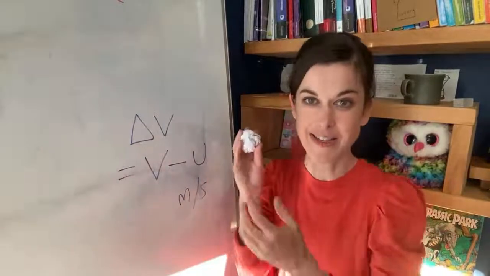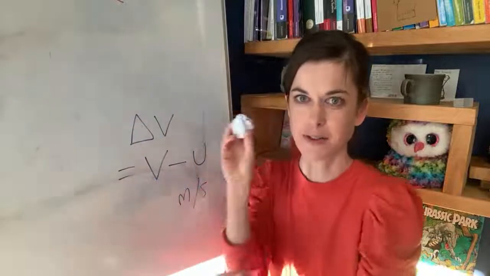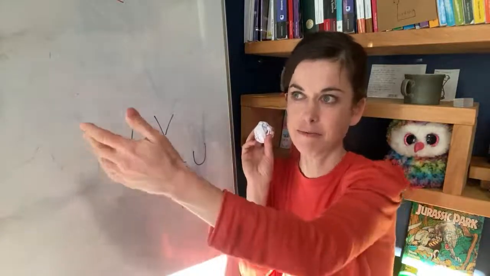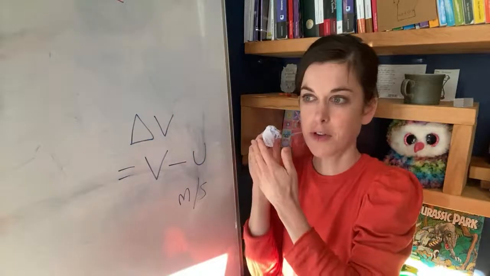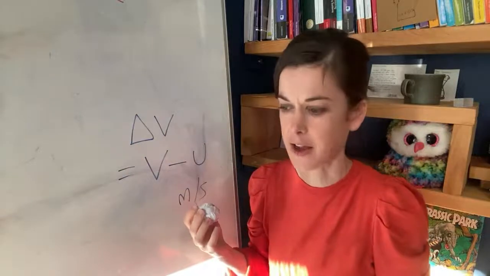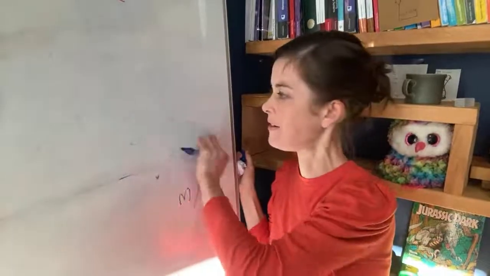Whereas acceleration is how quickly it has changed velocity. So something could go from 0 to 20 miles per hour over a really long period of time, or it could just go from 0 to 20 miles per hour really fast. So that would be a different acceleration. Is that okay? And acceleration is meters per second squared, right?